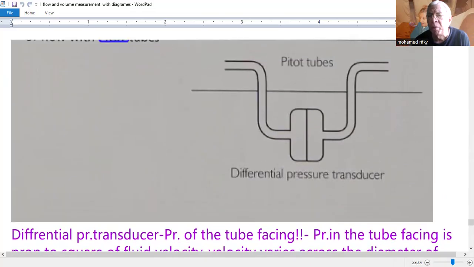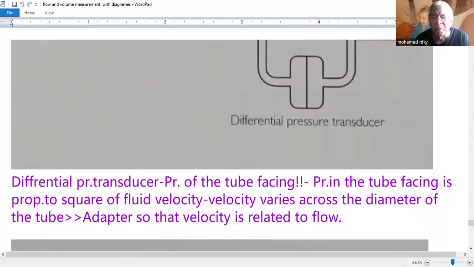There is a special adapter to assure that this device, which can be inaccurate because we are working on a large area, so we use a point to assure that this velocity is correlated to the flow by a special adapter. You can see from the written text a hint about what I am saying. This adapter.